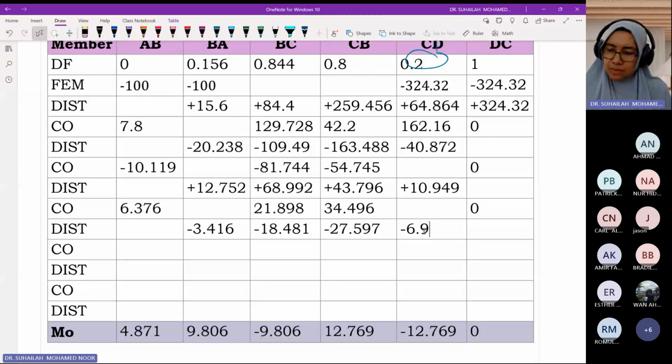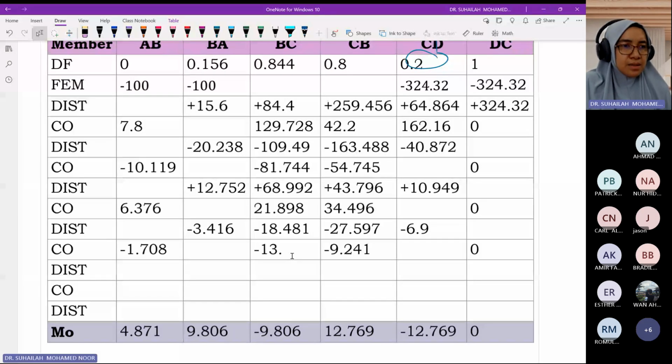Yang lain semua divide by 2. 3.416 divide by 2, negative 1.708. Okay. And then 18,481 divided by 2, negative 9.241. 27.597 divided by 2, 13.799. Okay.